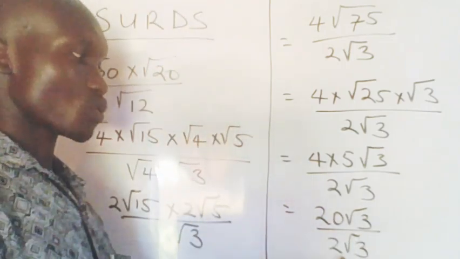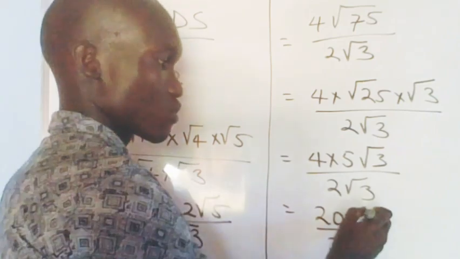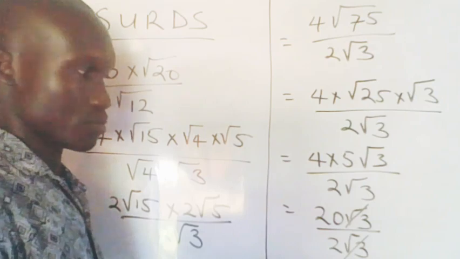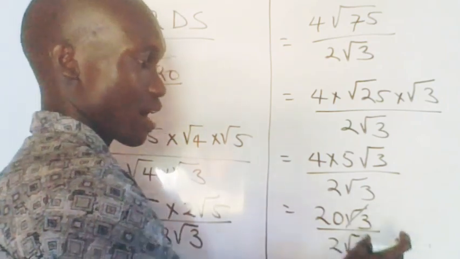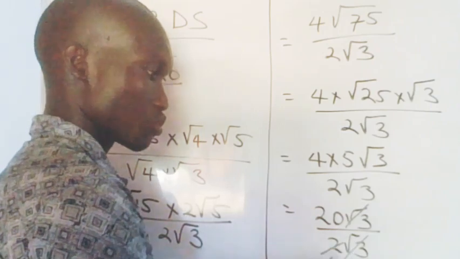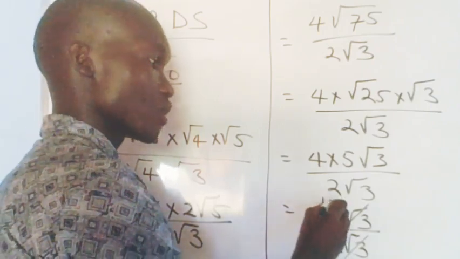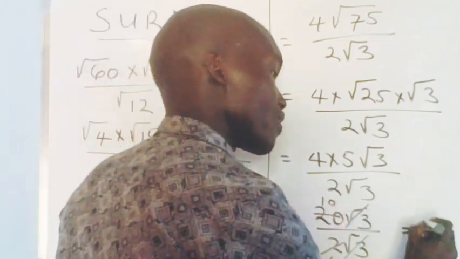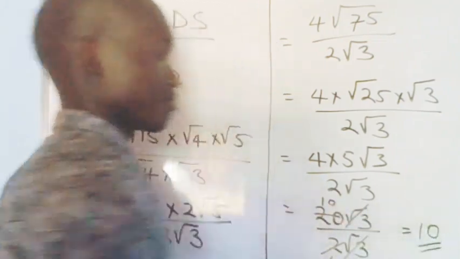Now we have two common numbers here. We have root 3 and root 3, which can cancel because the same thing up is the same thing down. And then we can also divide by 2. 20 divided by 2 will go 10. So we have 10 over 1, and the final answer will be 10.